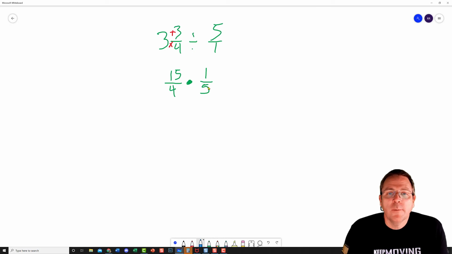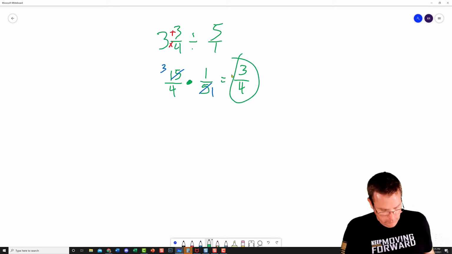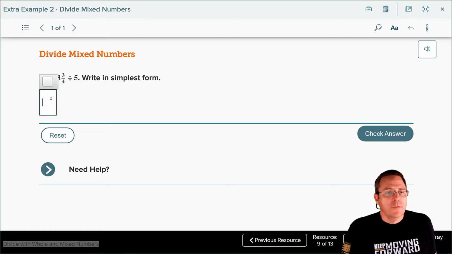Now comes time to simplify. 5 goes into 5 once, 5 goes into 15 3 times, and we're going to multiply. 3 times 1, that equals 3. 4 times 1, that equals 4. So our final answer is going to be 3/4.